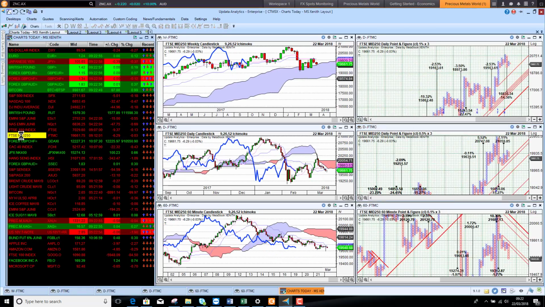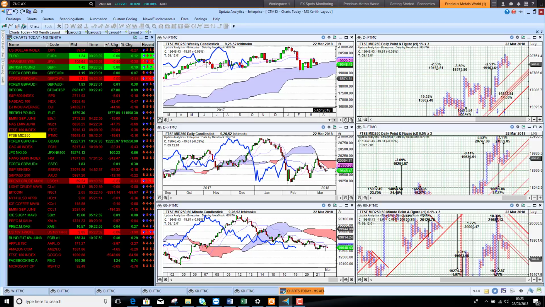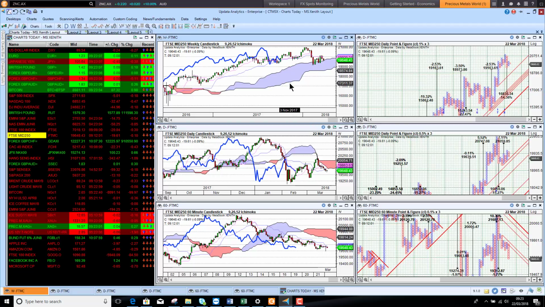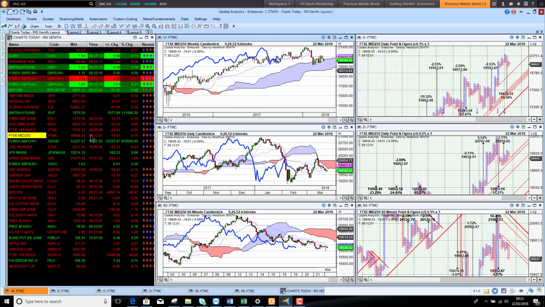FTSE 250 also looking bearish on both charts, medium and long term. So that's not looking good either. And if we look at the weekly chart, we see now we are finding some support on the cloud, but a really poor performance over the last few months for the FTSE 100.